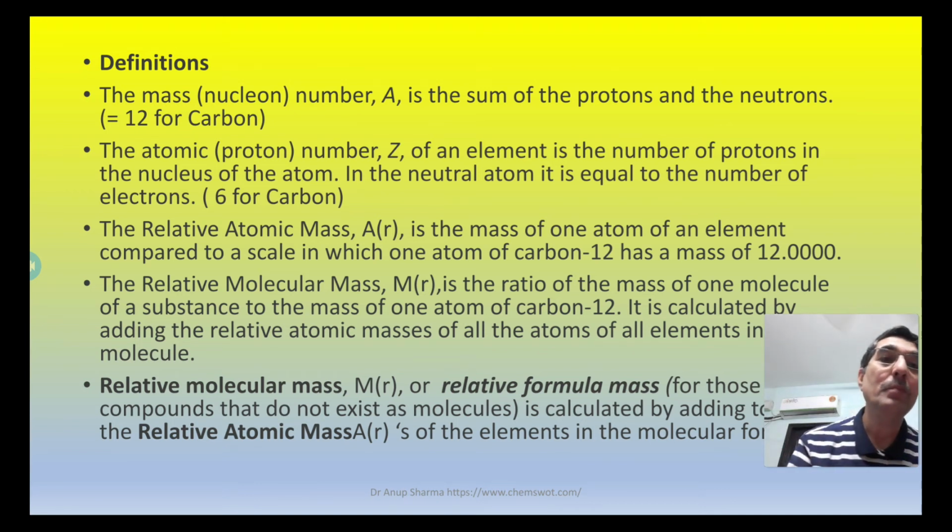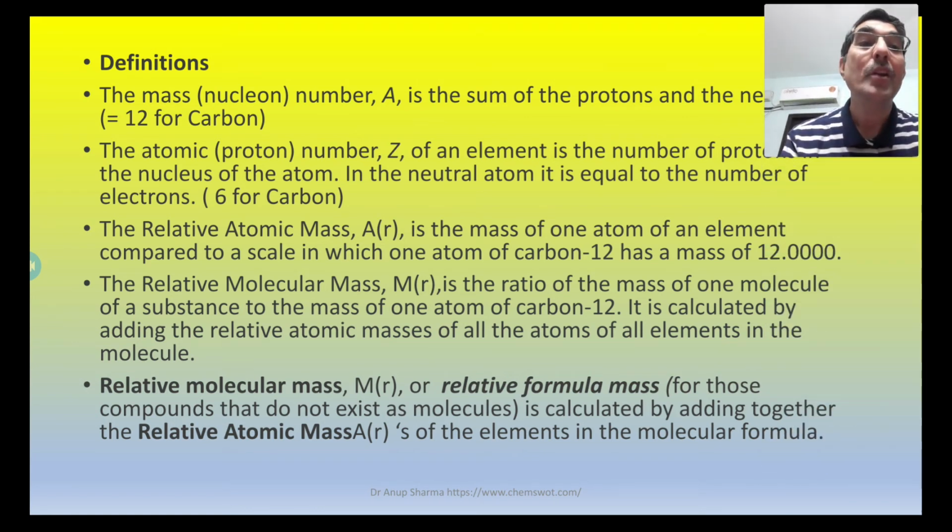The relative atomic mass is the mass of one atom of an element compared to a scale in which one atom of carbon 12 has a mass of 12. The relative molecular mass is the ratio of the mass of one molecule of a substance to the mass of one atom of carbon 12. So we compare only with the carbon 12 isotope. It is calculated by adding the relative atomic masses of all the atoms of all the elements in the molecule. That is how we calculate it.